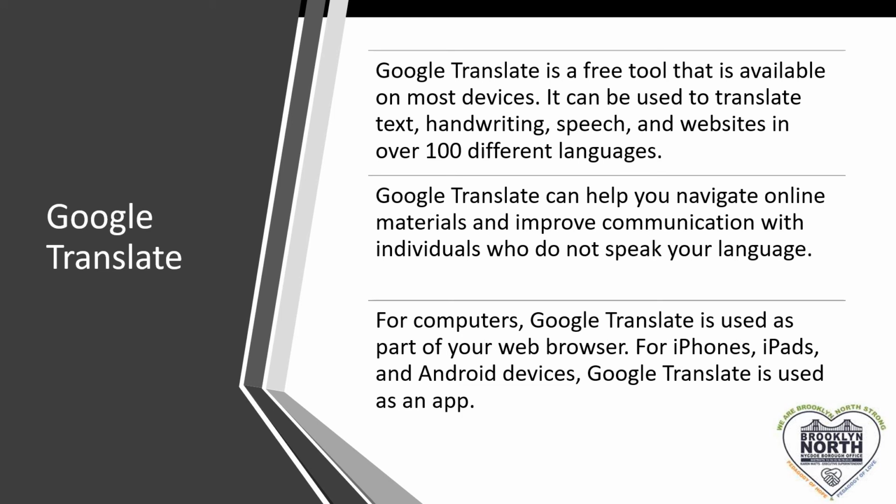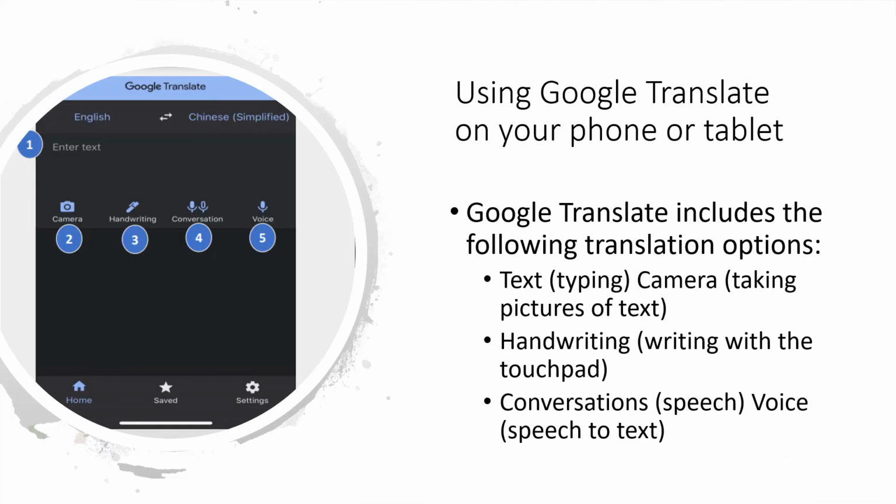On computers, Google Translate is used as part of your browser. On phones and tablets, Google Translate is used as an app. Here we have how we can use Google Translate on your phone or tablet. Google Translate includes the following translation options. Text, which includes both typed text or pictures of text. Handwriting. Writing with the touchpad. Conversations, which includes speech and speech to text.